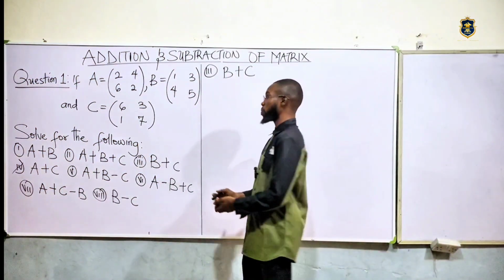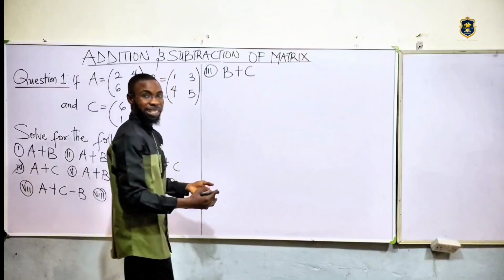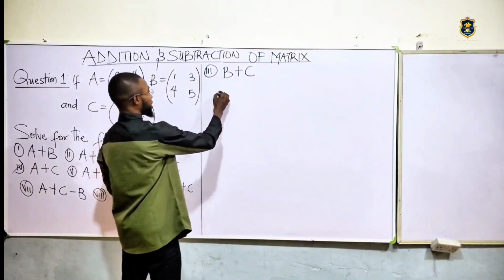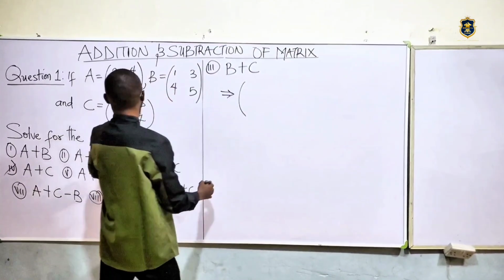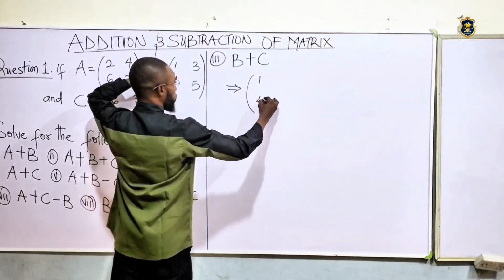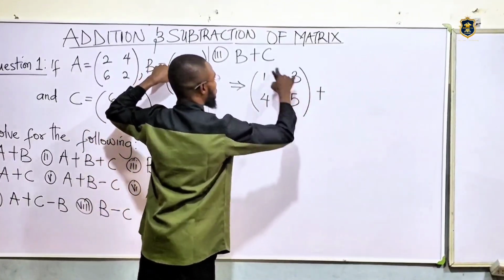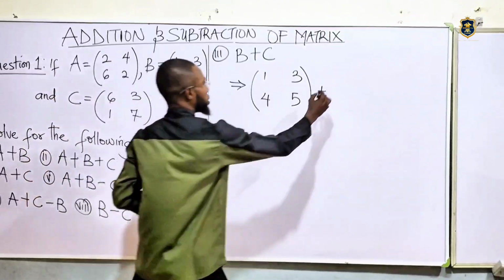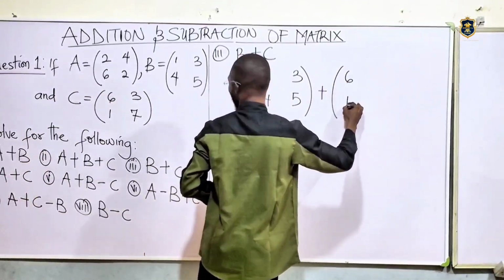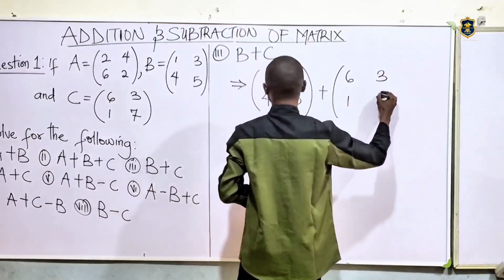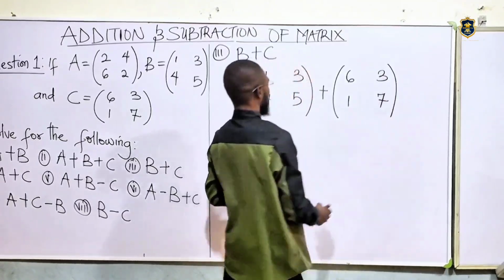It's the same thing, but we're just picking elements B and elements C. That's all we are doing. We are adding elements B and C. And so what is element B? Element B is basically 1, 4, 3, 5, plus element C, which is basically 6, 1, 3, 7. That's for B and C.